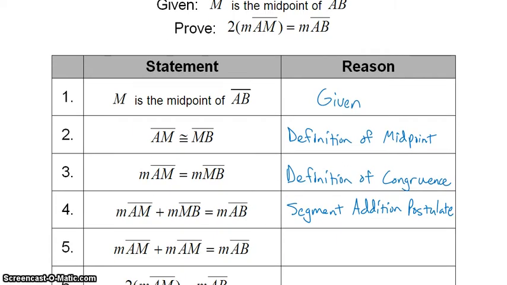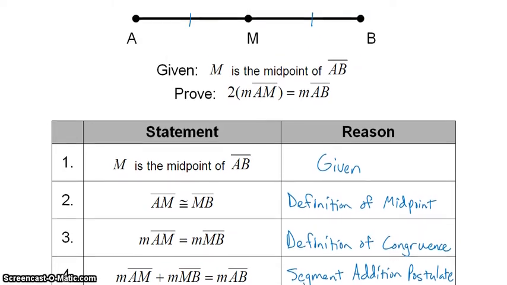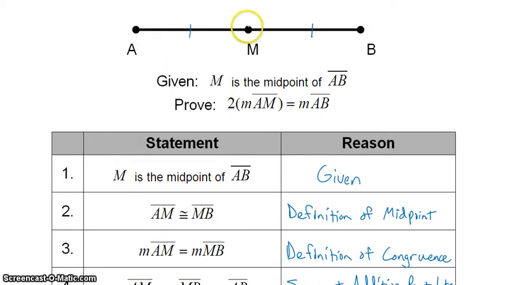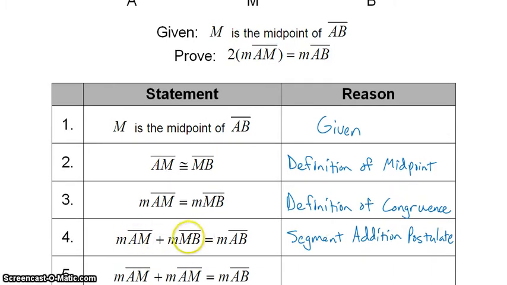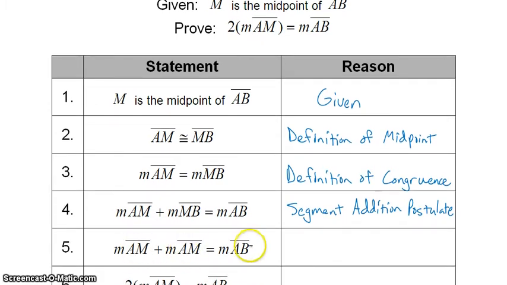Looking at my next statement, I have another segment plus another segment equaling a bigger segment. So it looks like I should use the segment addition postulate again. But if I look at my picture, if I take AM and I add AM, I don't get AB in my picture. In order to use segment addition, these two together have to make up this segment. This isn't true for statement number 5. AM and AM don't equal AB. So how do I go from statement 4 to statement 5?